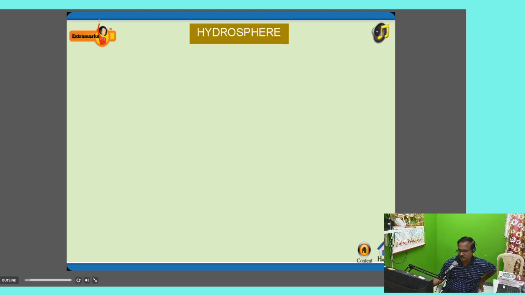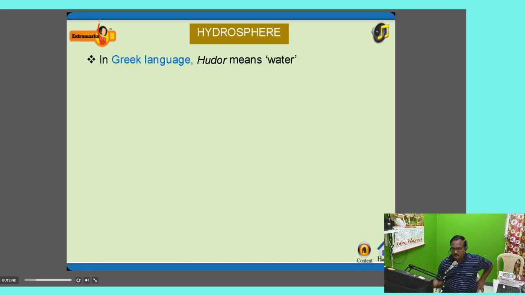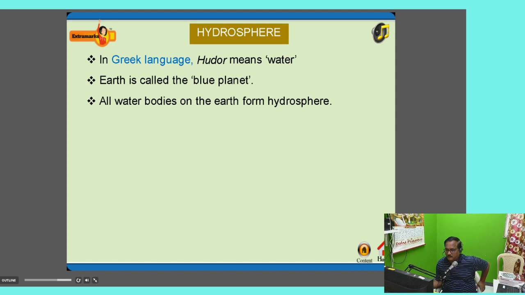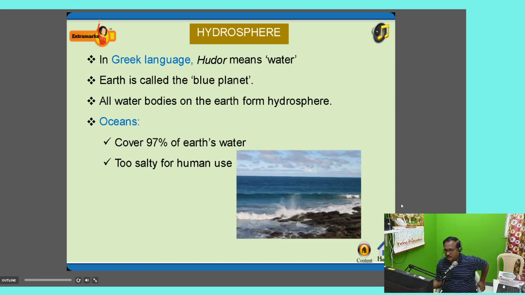Hydrosphere. In the Greek language, hydor means water. The Earth is called the blue planet. All the water bodies on the Earth form the hydrosphere. Oceans cover 97% of the Earth's water, which is too salty for human use.